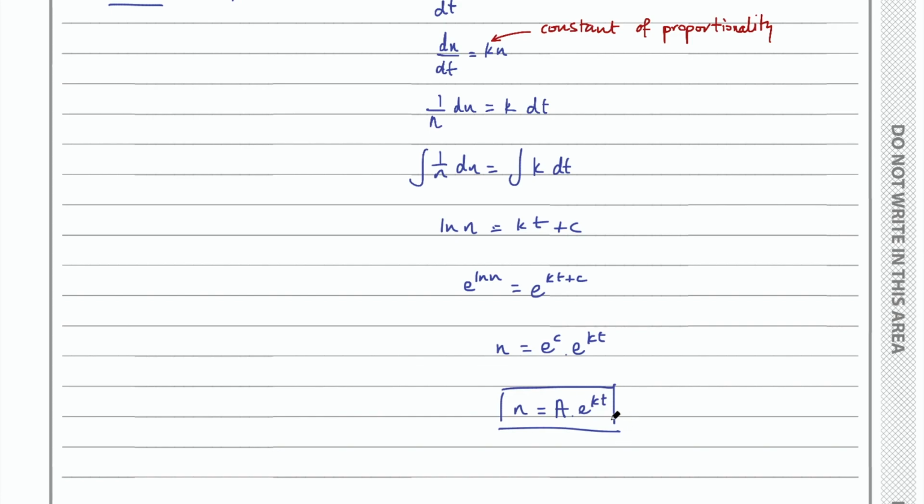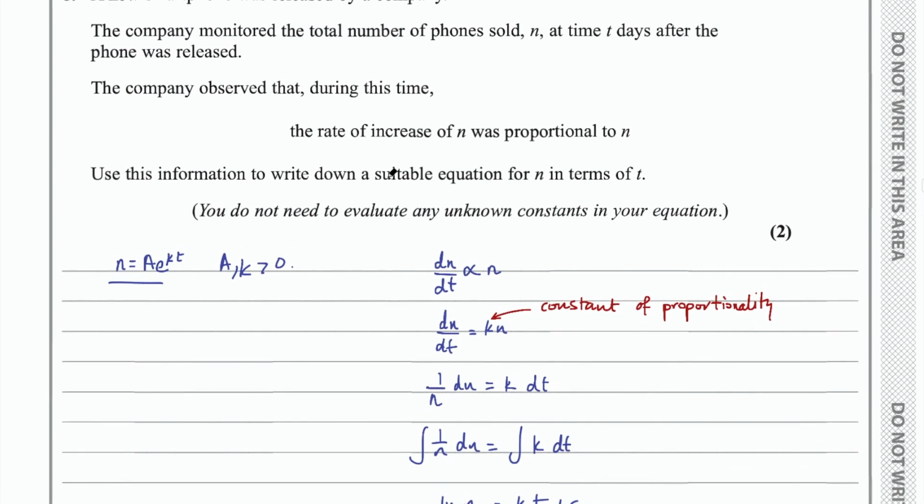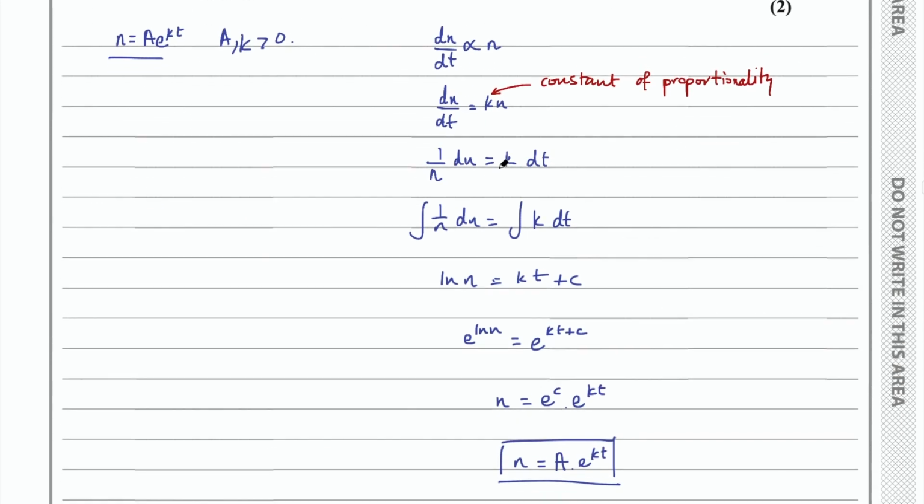And that's a really useful equation to remember because this situation comes up a lot where the rate of increase of something is proportional to that thing. So there you go. And also that's the reasoning why.